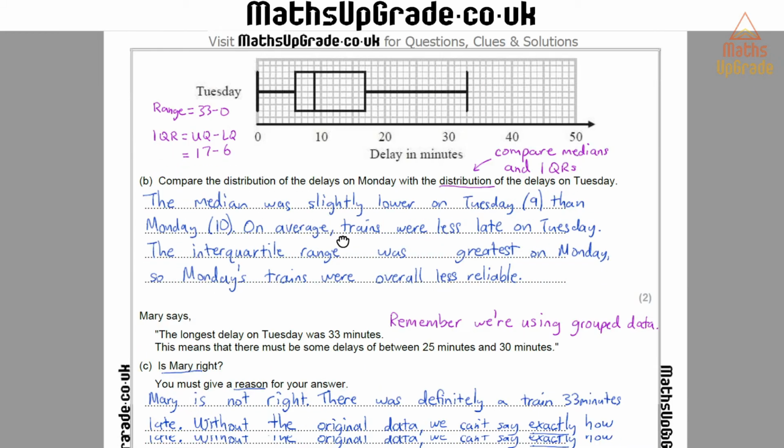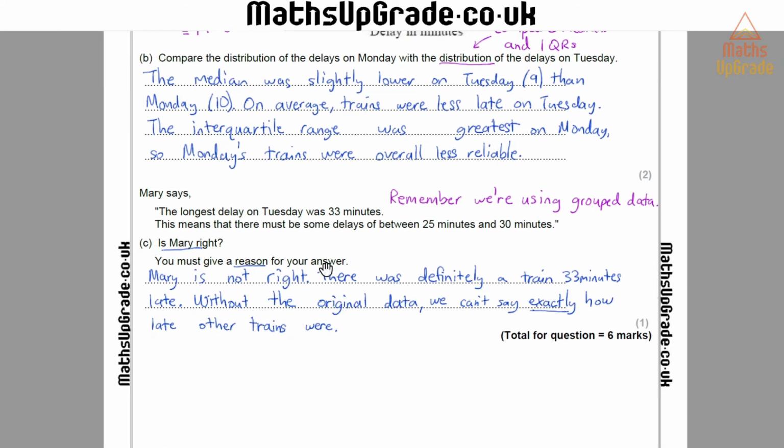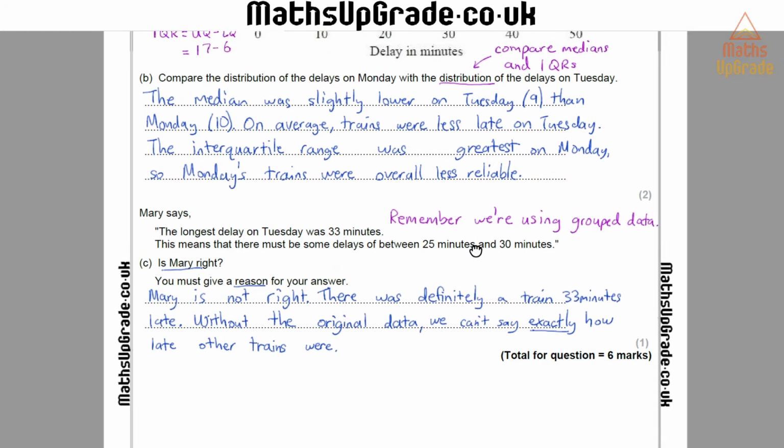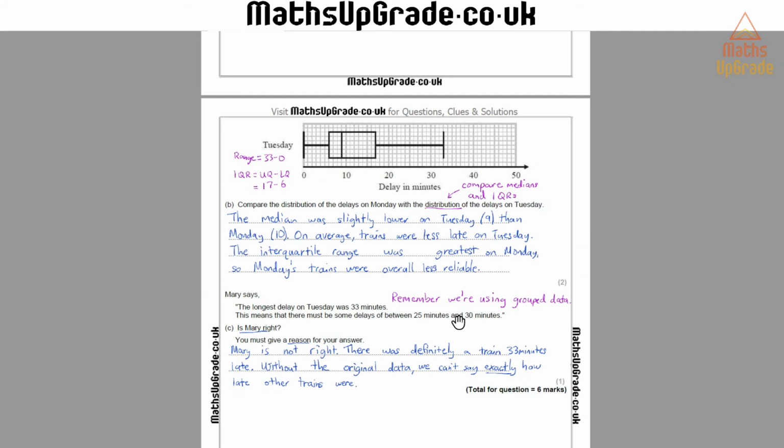So that's what I've put in my answer. Mary is not right. There was definitely a train 33 minutes late, but without the original data, you cannot say exactly how late the other trains were. There may have been delays between 25 and 30 minutes, but there may not have been. The whole question there was worth 6 marks.